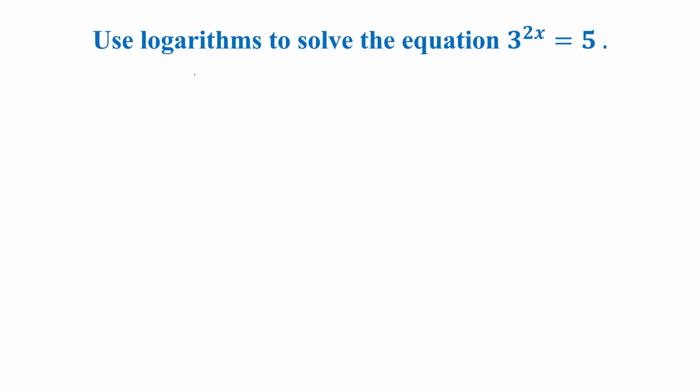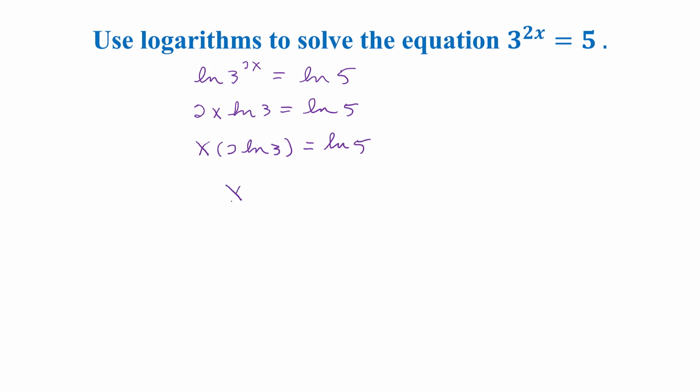I start by taking the natural log of each side of this equation. So I have the natural log of 3 raised to the 2x equals the natural log of 5. And then using the exponent property, I can pull the 2x out in front of natural log of 3. And once I've done that, I can see that on the left-hand side here, I have x times 2 natural log 3. On the right side, I have natural log of 5. So if I simply divide both sides by 2 times the natural log of 3, I end up with x equals the natural log of 5 over 2 times the natural log of 3.